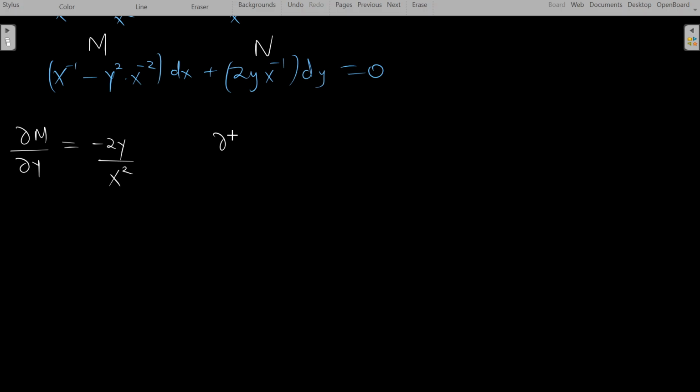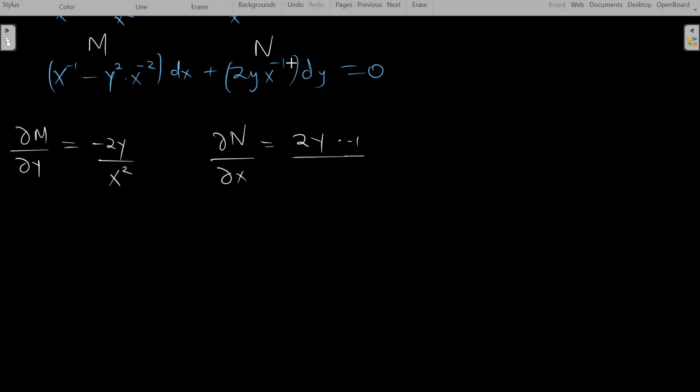Now let's get delta n upon delta x. We're saying where there is a y, it's a constant, so it's 2y divided by r. To this point, if I differentiate this, I'll take negative 1 and multiply in front, then minus 1 from this power, so I'll multiply that by negative 1.